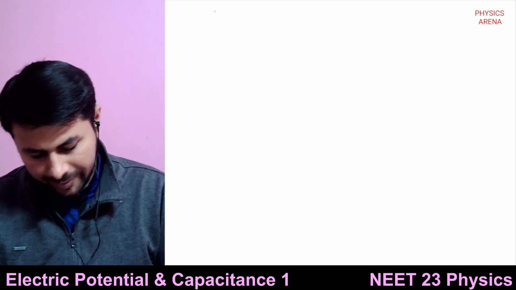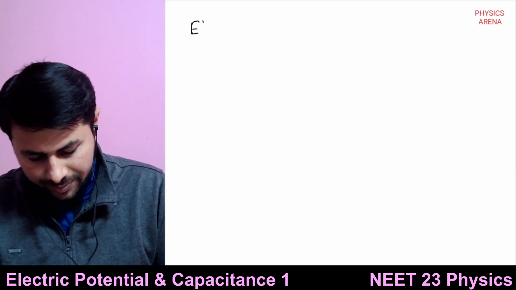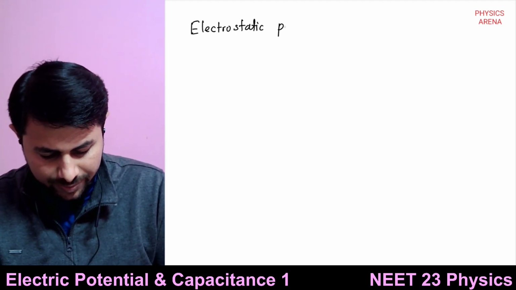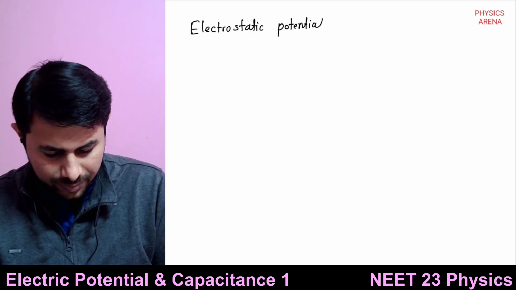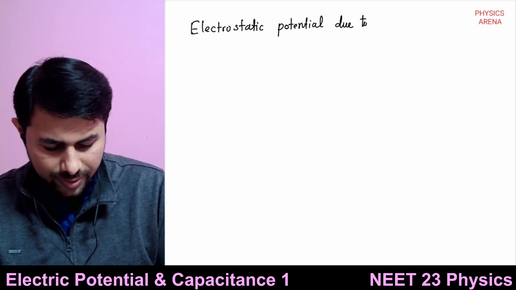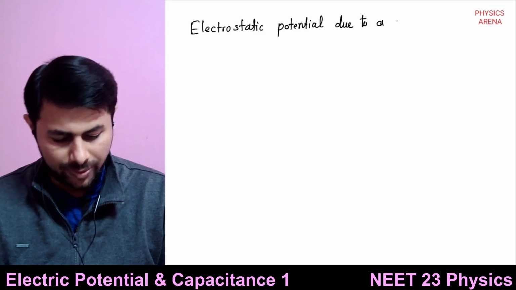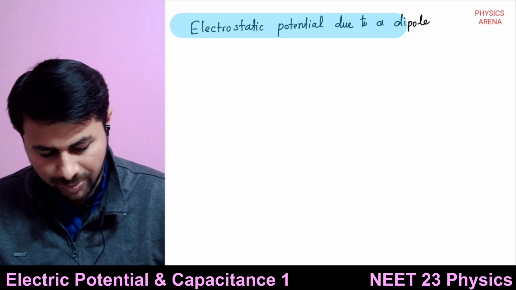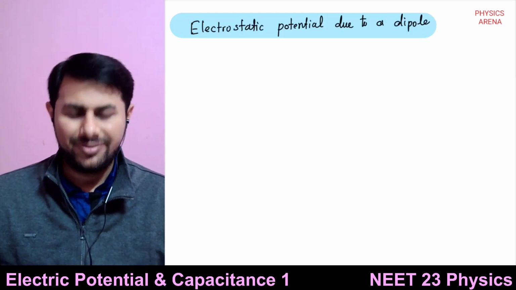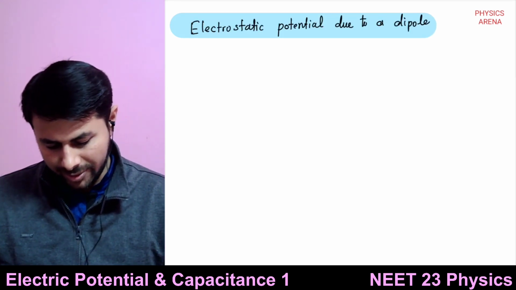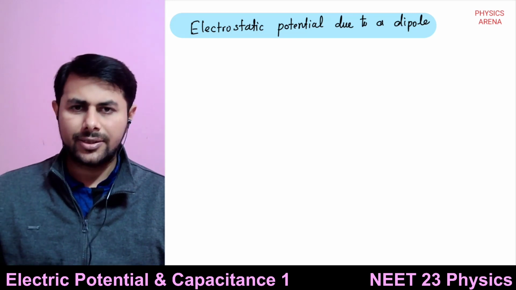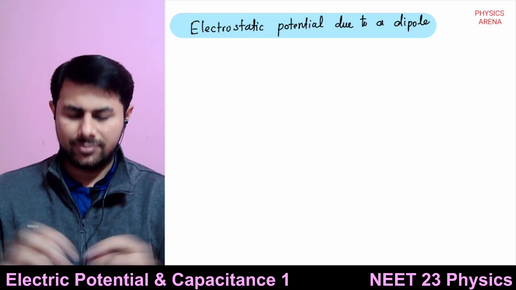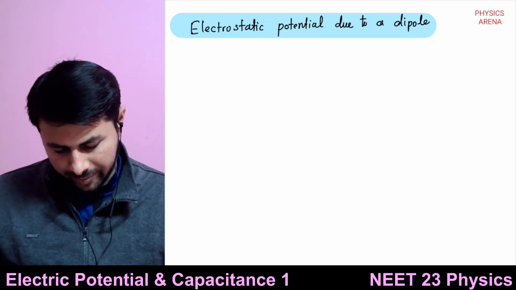So let us see the electrostatic potential due to an electric dipole. We know what an electric dipole is. An electric dipole is a positive charge separated from the same amount of negative charge by some distance, right?